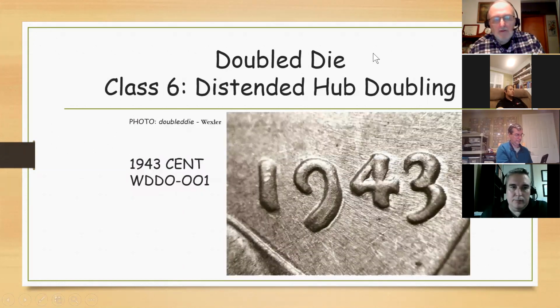Okay, class 6, the distended hub doubling. Now look at these numbers on this 1943 cent. It's a double die obverse. See how fat the numbers look? That's what it means by the distended hub doubling.